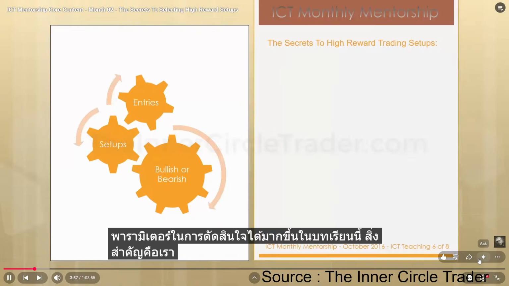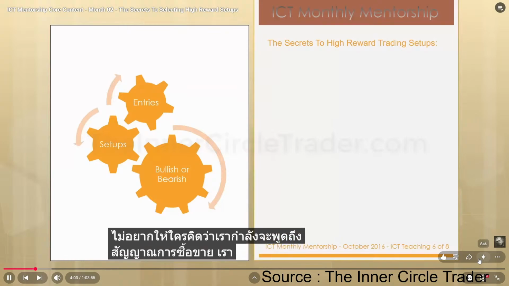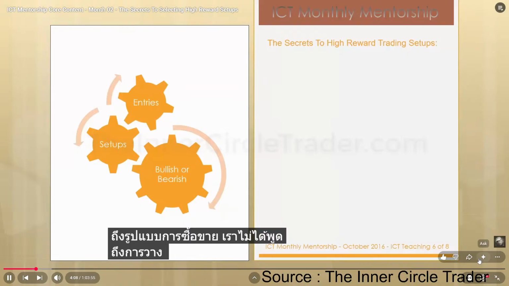Now, it's important also that we go into this with the proper mindset. Okay, I don't want anybody thinking we're going into trade signals. We're not talking about trading patterns. We're not talking about stop loss placement or trade management. None of those things are important here.